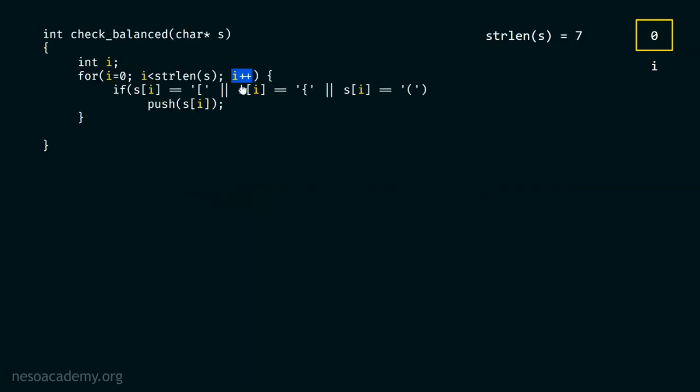Now after this, we must continue and increment our I variable. Now we must make it 1. After this, we must check this condition. Is 1 less than 7? Yes, 1 is less than 7. We must continue and check this condition. Is S1 equal to left square bracket? Is S1 equal to left curly bracket? Or is it the case that S1 is equal to left round bracket?